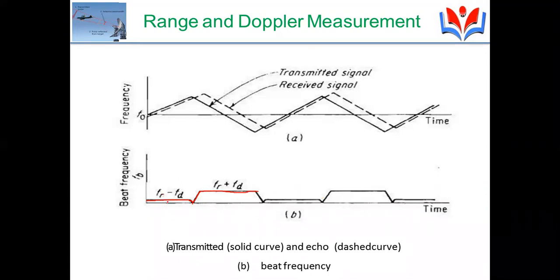Beat frequency is varying in the sense what? Simply we can say that the object is moving. It is not in a stationary position. The object may be a flight, a rocket, a bird, anything. So the thing which is moving will be represented with this particular beat frequency. The beat frequency will be varied. We will have FR minus FD here, FR plus FD here.